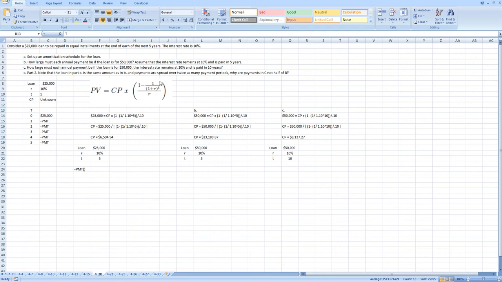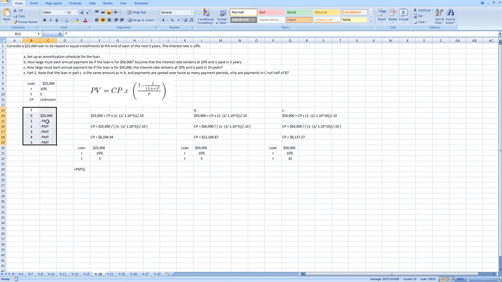Then part 2, note that the loan in part C is the same amount as in B, but we need to identify why the payments are spread over twice as many periods, but why the payment in C is not half of B. So we'll talk about that. All right, let's get down to it.